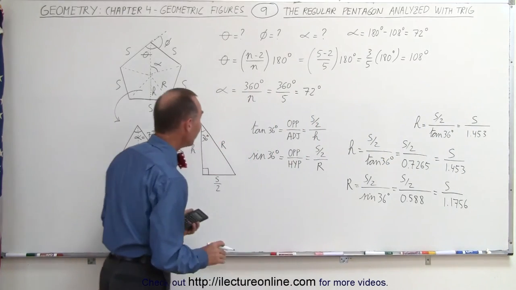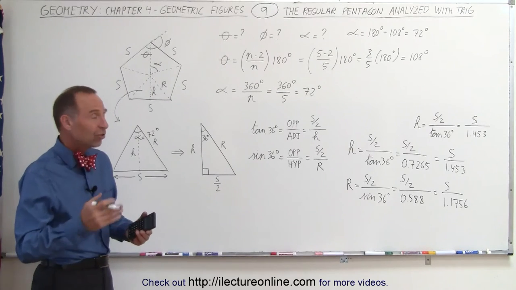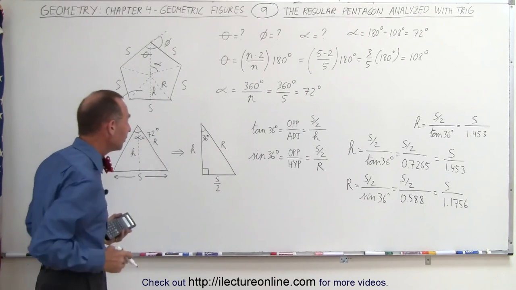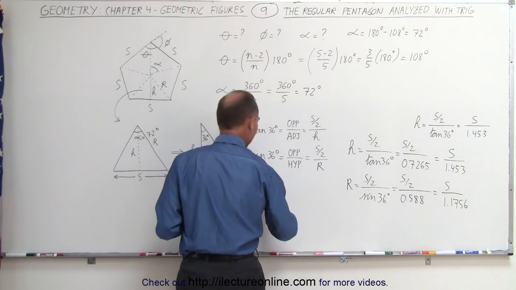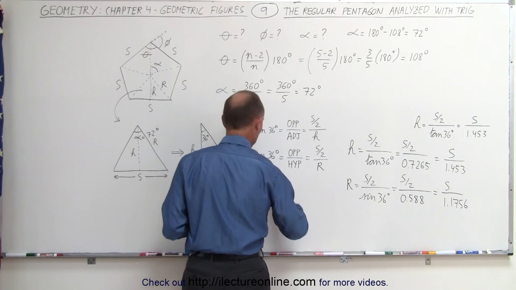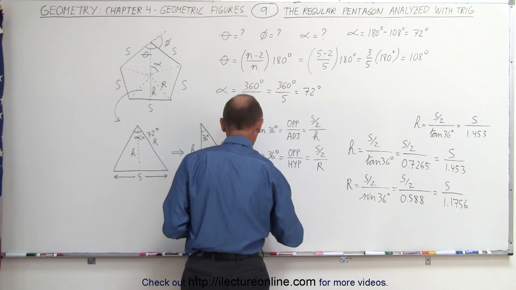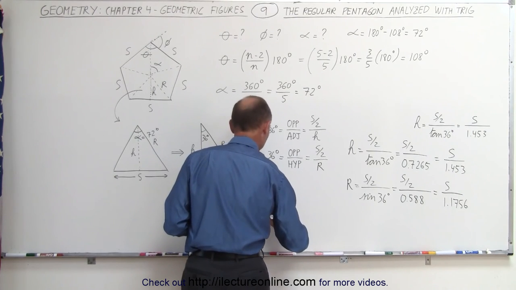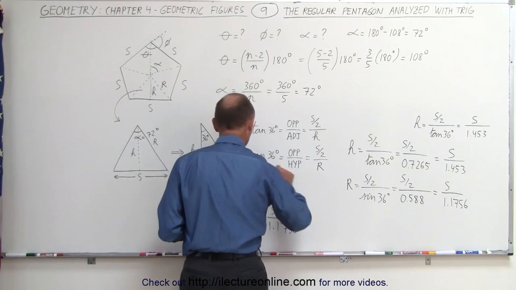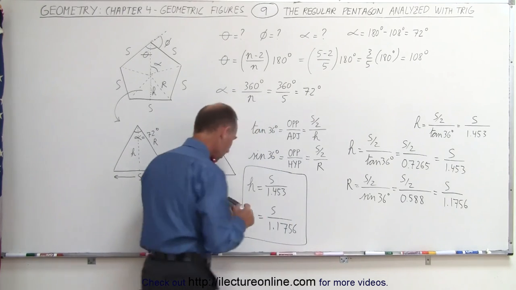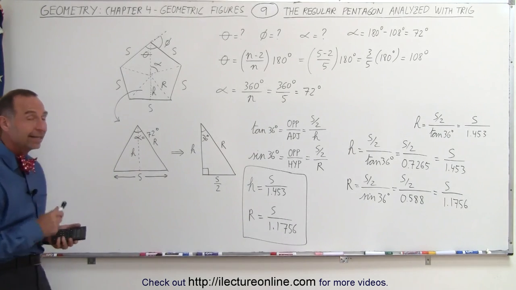So, summarizing, if you're given a regular pentagon and you want to know H and R so that you can find the area of each of the five triangles, so that you can find the area of the total pentagon, you can then say that H is equal to the side divided by 1.453, and that R is equal to the side divided by 1.1756. And that's how you find the relationship between the side of the pentagon, H, and R. That's how that's done.